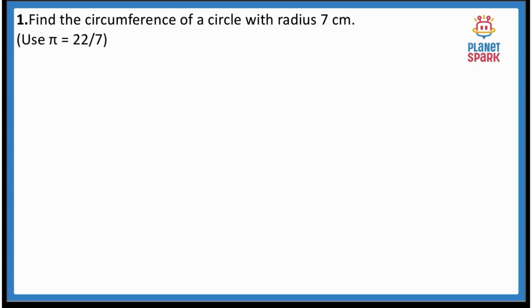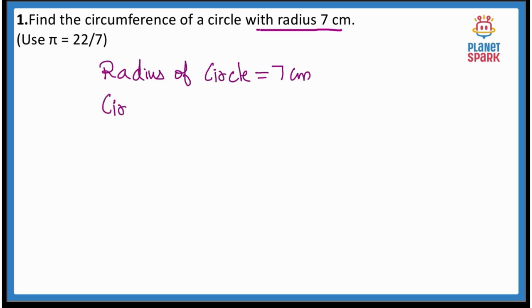So let's understand. We have to find the circumference of a circle of radius 7 centimeter. We are given a circle with radius 7 centimeter, and we know that the formula for circumference of the circle is 2 pi r. Now in 2 pi r, what is pi? Pi is an irrational number. There is a standard value of pi that we take. Pi is taken as either 22 upon 7 or 3.14.